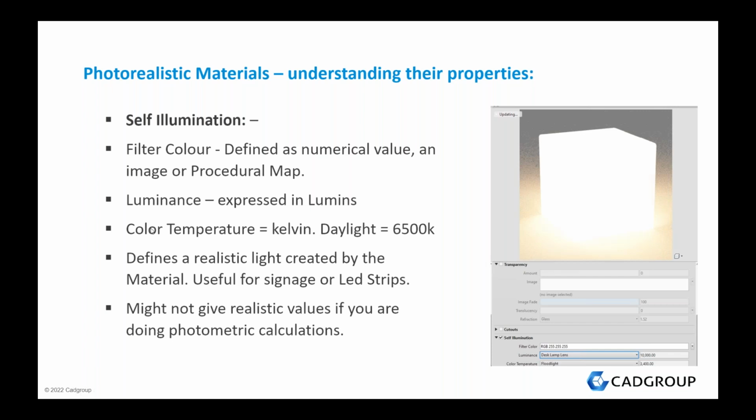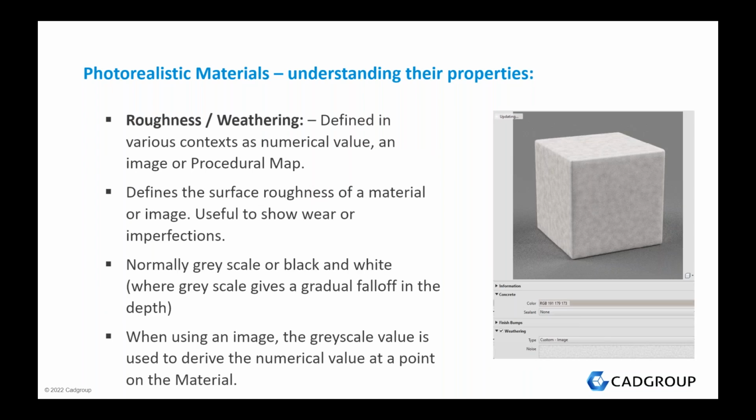All right, another one which is useful is roughness or weathering. Again, that will vary in name depending on the context of the material. In the case of a generic material, it's called weathering. But what it's effectively doing is creating random roughness in a material or an image. And it's useful to show wear or imperfections.